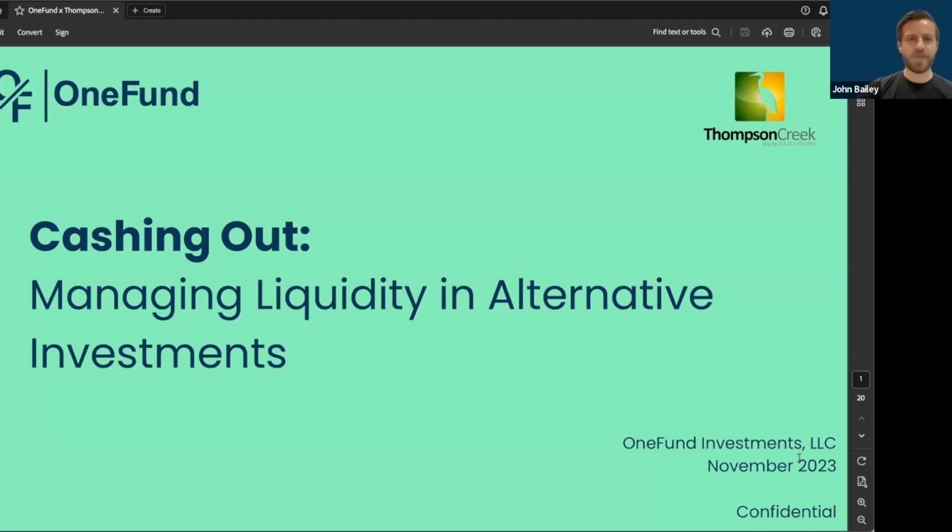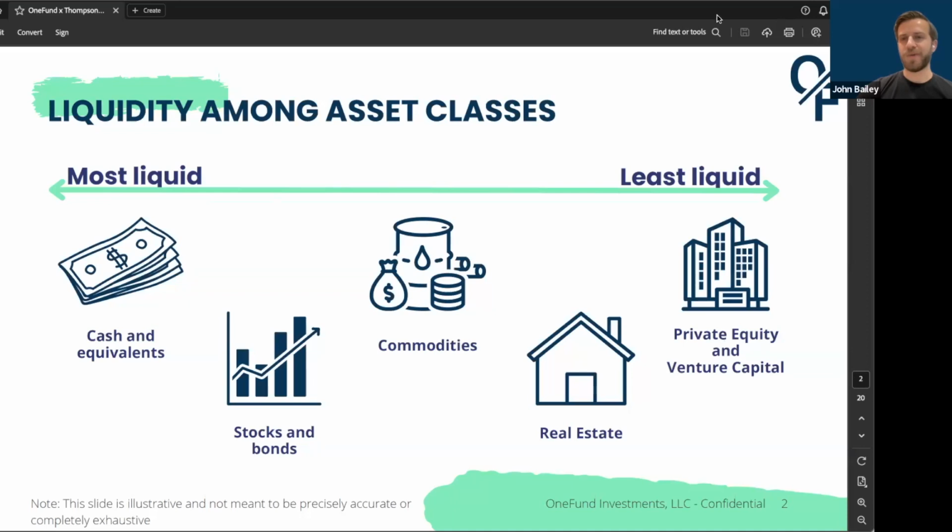I'll quickly share my screen, and I'll go back and forth between sharing and not sharing. I wanted to share a little bit of an overview to help conceptualize liquidity when it comes to investments, because for most people who are invested mainly in cash or stocks and bonds, it can become a little tricky to think about what's more or less liquid. Cash and cash equivalents, so things like treasury bills, are super liquid. Cash is like the definition of liquidity. It's already in its most liquid form. You can buy and sell things with cash.